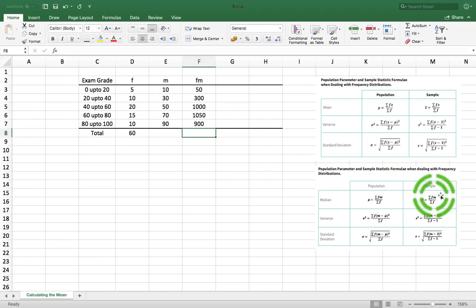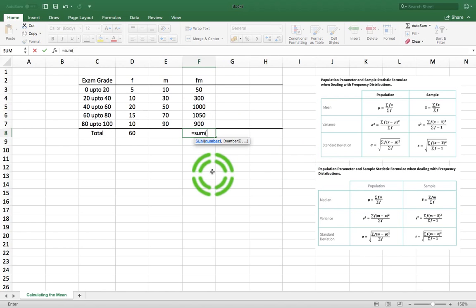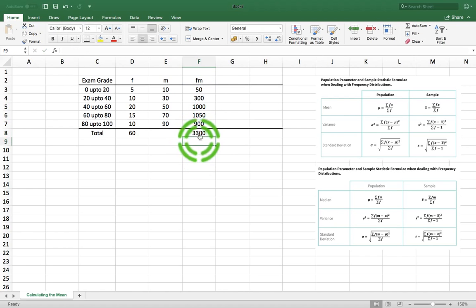So what we need is the sum of the fm column. Let's sum that up. This is equal to sum, open bracket, and the sum of these values here, and let's close that off. The sum is 3,300. So now we have sigma fm, and we also have sigma f.